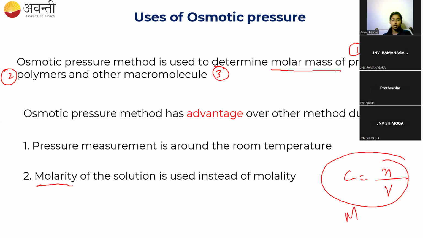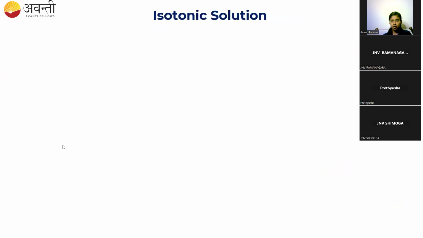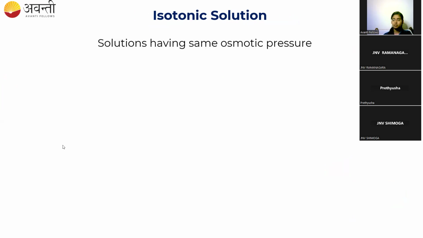Okay. So now next I'm going to discuss the isotonic solution. So what is meant by isotonic? Here we will be discussing three types of solution. The first is isotonic. Now, isotonic solutions are the solutions having the same osmotic pressure.